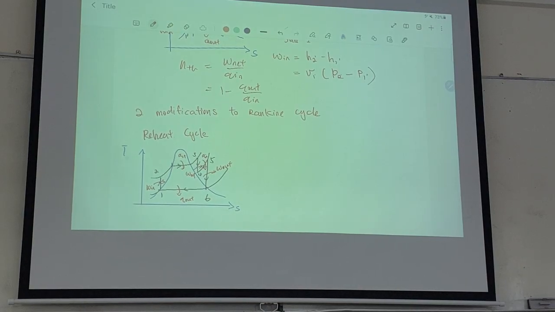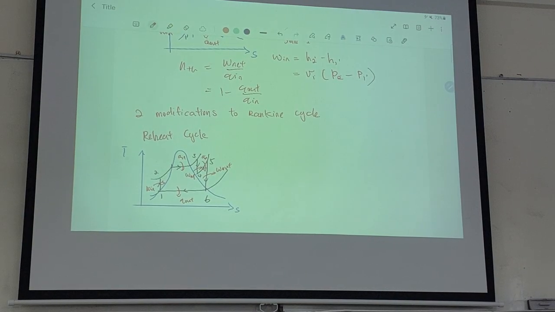I didn't realize I didn't talk about ideal versus actual. That one I think I assume you guys know. So these are all ideal.